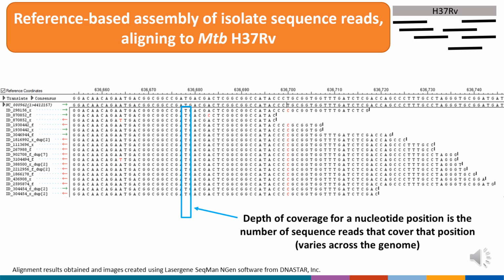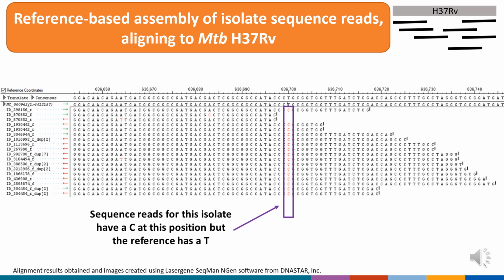If we were to look at one particular nucleotide position, for example this position boxed in blue, and look down at how many sequence reads cover that position, that would be the depth of coverage for that particular position. The depth of coverage varies across the genome, so there may be a lot of sequence reads for some regions and very few or none for other regions.